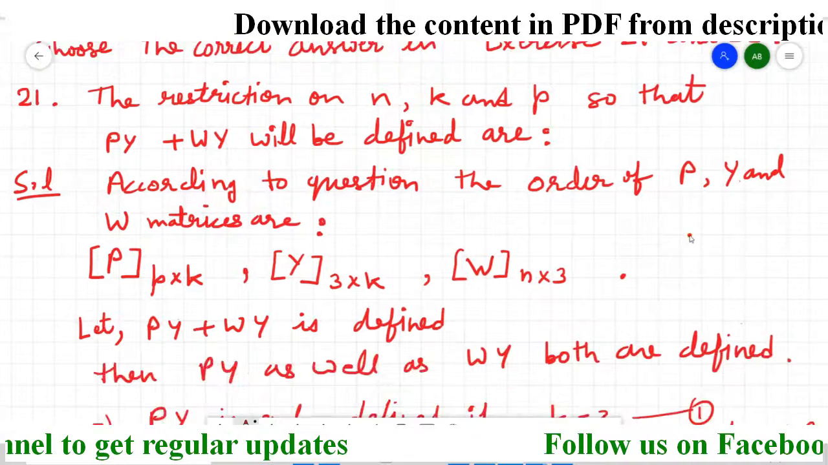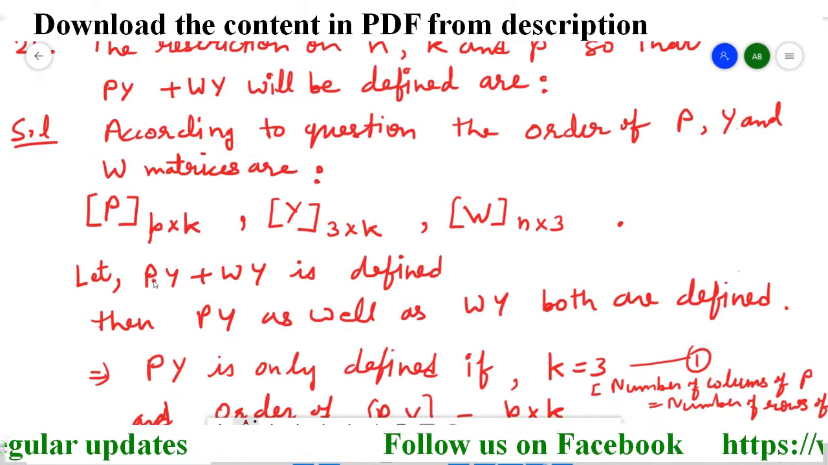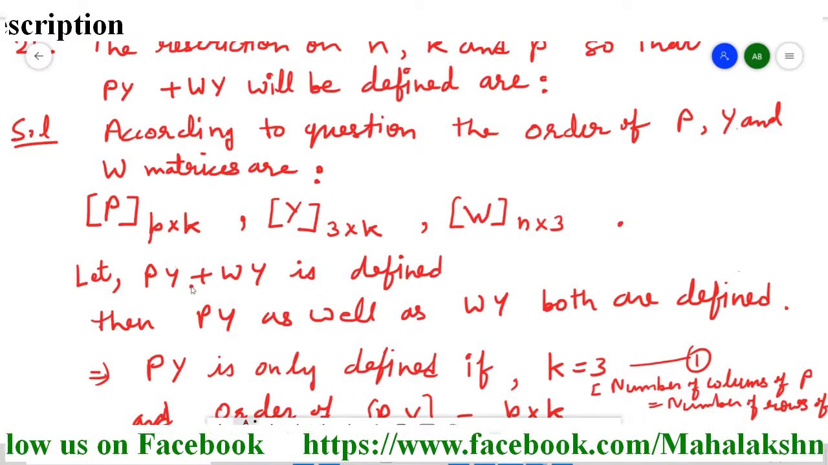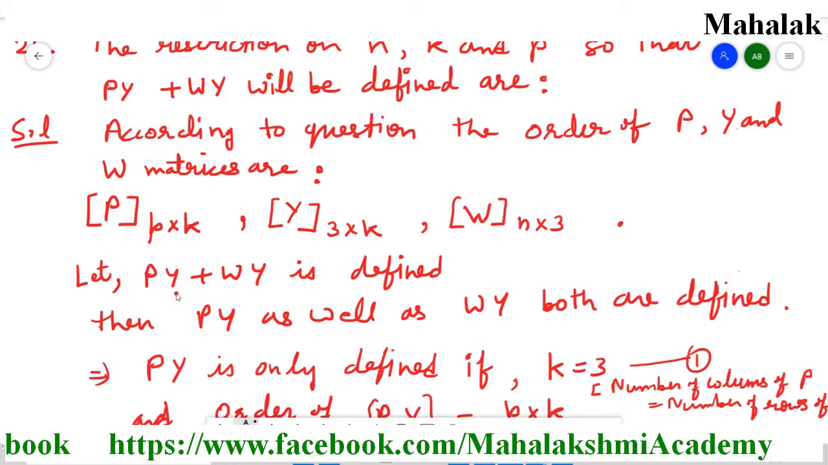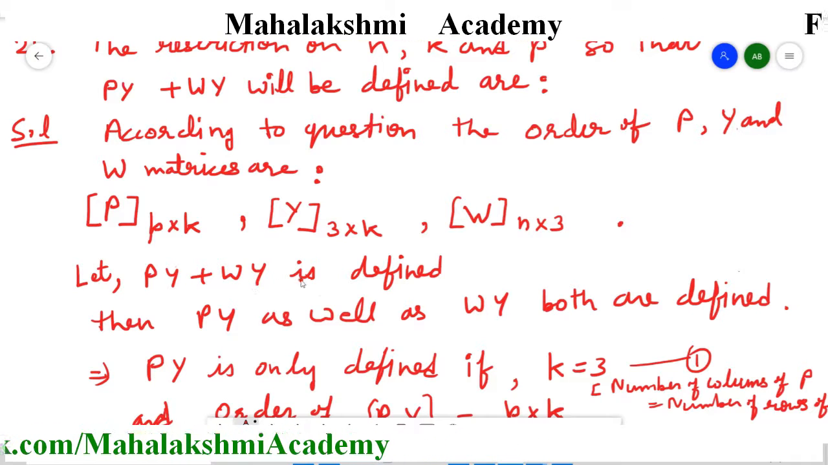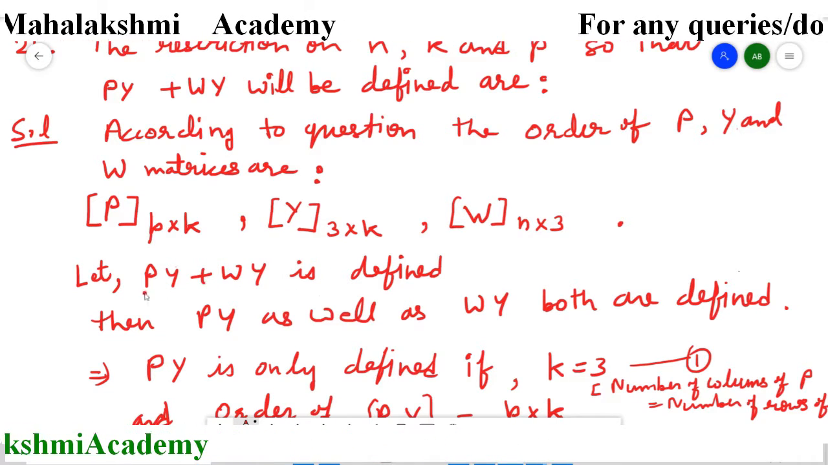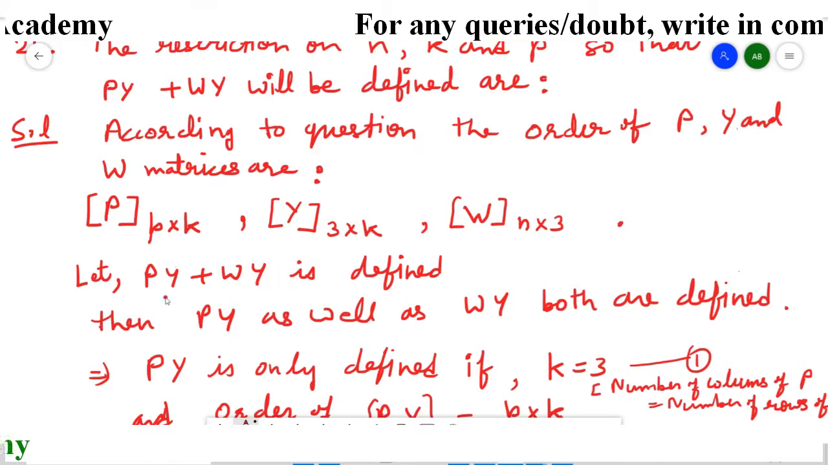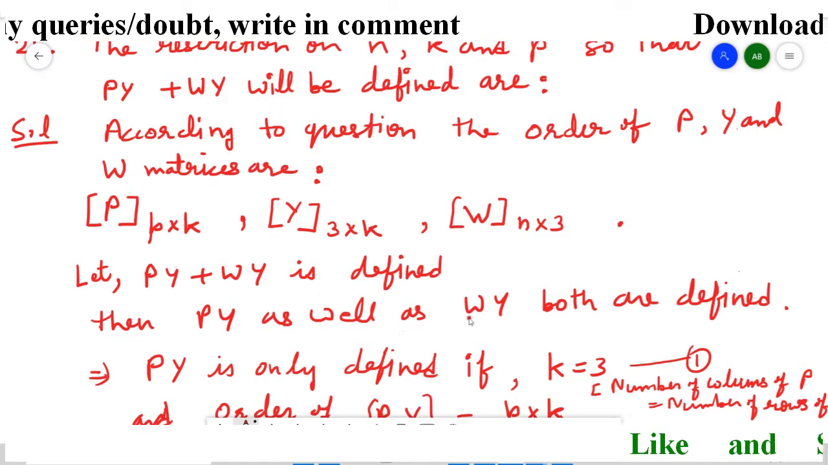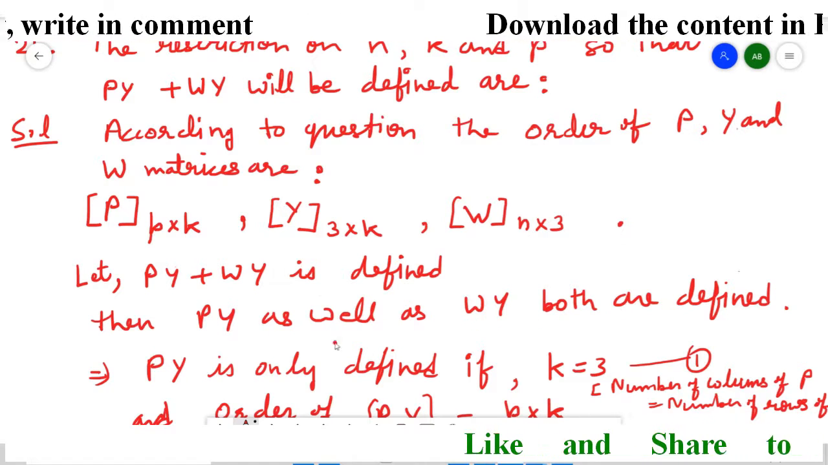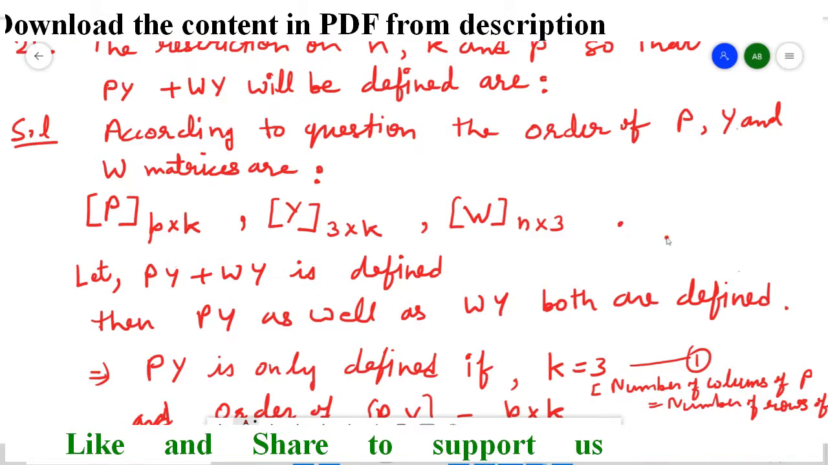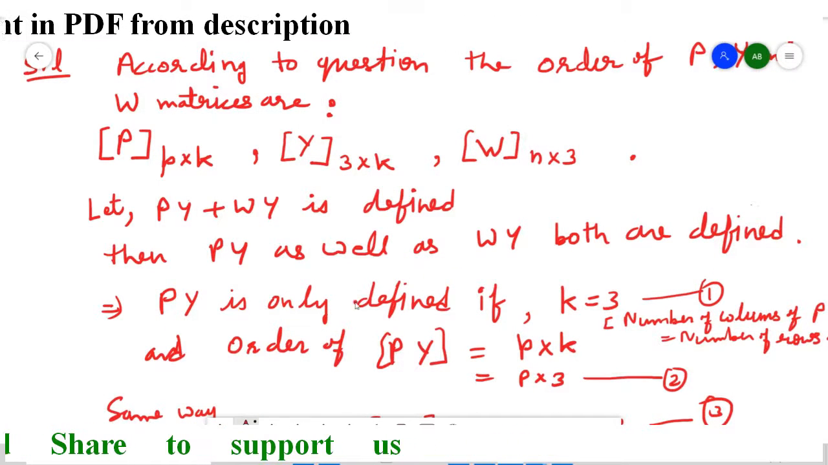So we'll start by assuming that PY plus WY is defined. In the beginning we take it as well defined, and students, matrix addition is defined only if both terms are defined. So from this assumption we can conclude that PY as well as WY are both defined. Now PY, what is PY? It's a product of two matrices, P and Y.